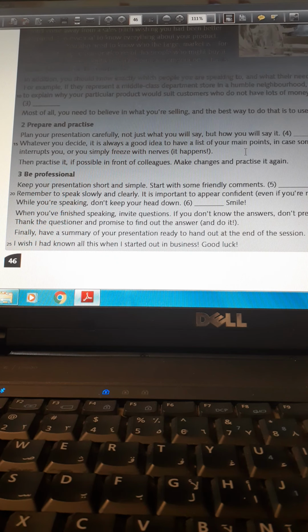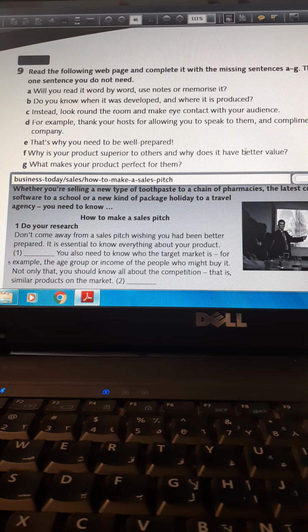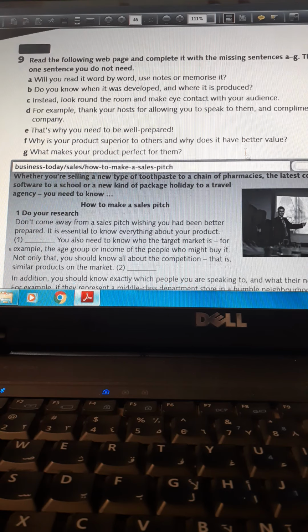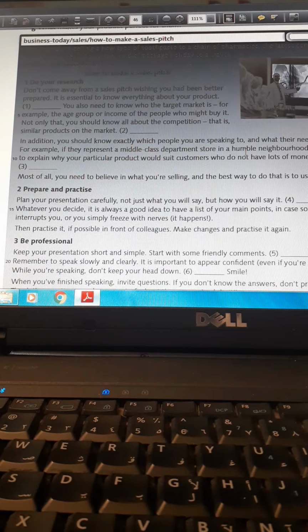Blank 4, the missing sentence is sentence A. Will you read it word by word? Will you use notes or will you memorize it? It here refers back to your presentation. It in sentence A refers back to your presentation. Whatever you decide, it is always a good idea to have a list of your main points. Always keep your main points on a piece of paper.